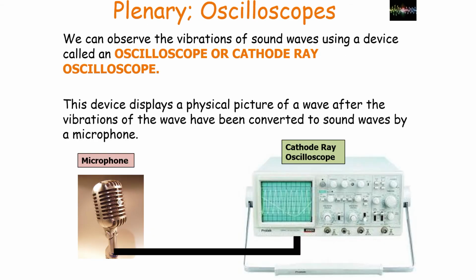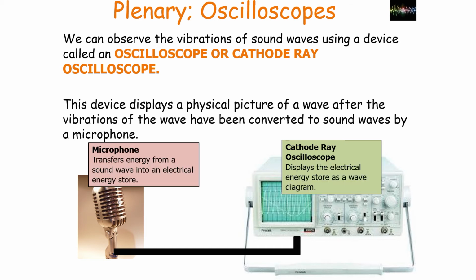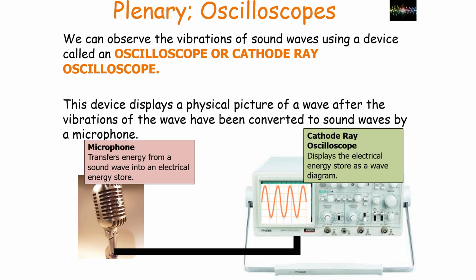Now, sometimes it can be difficult to visualize the concept of sound waves as we can't see them with our eyes, because as humans we monitor sound waves with our ears. So we can observe the vibrations of sound waves by using a device called an oscilloscope, or to give its full name, a cathode ray oscilloscope. This is a device that displays a physical picture of a wave after the sound waves have been converted by a microphone. What happens is the microphone transfers energy from the sound wave into an electrical energy store, and then the cathode ray oscilloscope displays the electrical energy store as a wave diagram. So you can get a wave diagram on your oscilloscope, which you can then use to work out what the wave is showing.